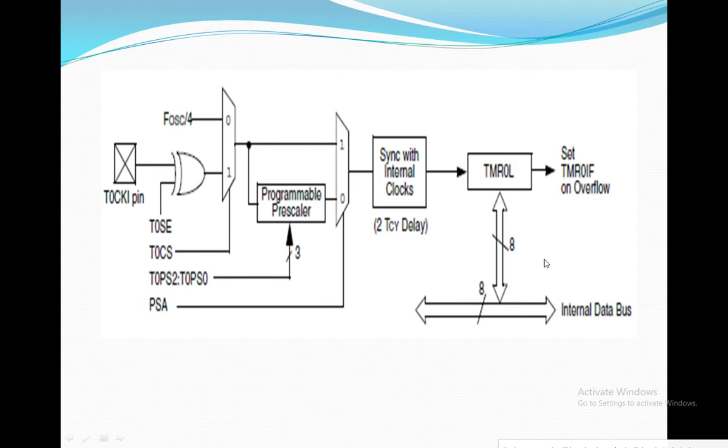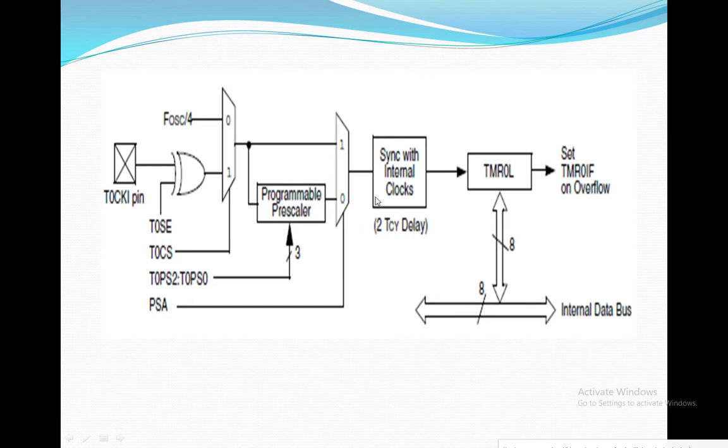Here we will talk about timer 0. These are the bits which are required to be set while programming the microcontroller by using timer 0. These are timer 0 source edge select, timer 0 clock source select. These are the pre-scaling options. 3 bits are given for selection of pre-scaling options, so 8 options are available. Along with this, the PSA pre-scaling assign bit is available for this timer 0. So we can select pre-scaling for programming the microcontroller.